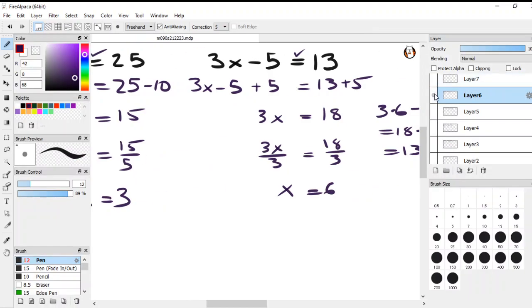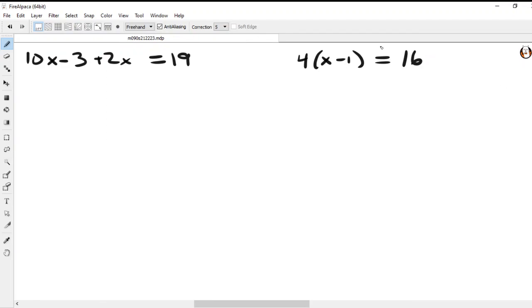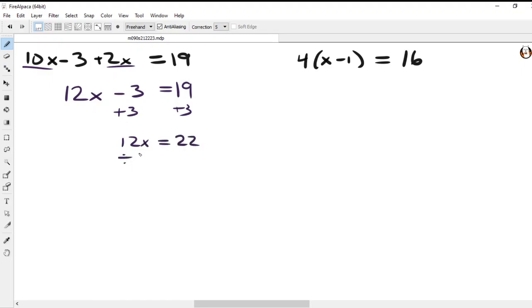More problems. Let's take a look at 10x minus 3 plus 2x is equal to 19. Here, I'm going to combine these terms first and get 12x minus 3 is equal to 19. We'll add 3 to both sides and get that 12x is equal to 22. Now we divide by 12 and get that x is equal to 22 over 12, which is 11 over 6.